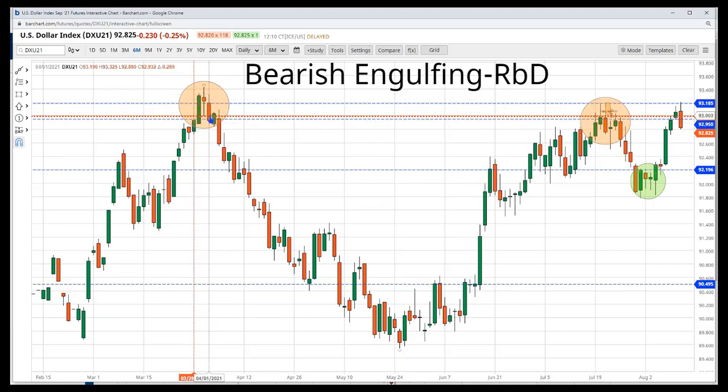Rally base drop, and in this case, what type of candlestick formation is it? Well, we could argue that this is a hangman or a shooting star, but it certainly is where price has gone up, paused, and started to go down. Now, what is the next cycle after a rally base drop?